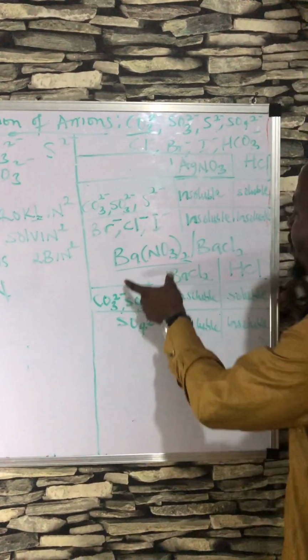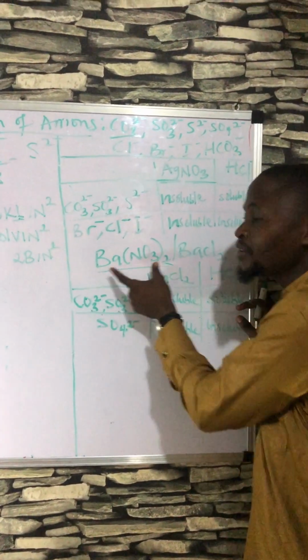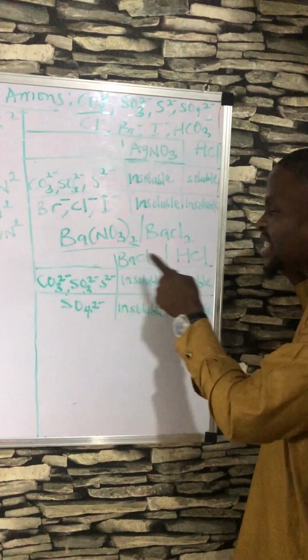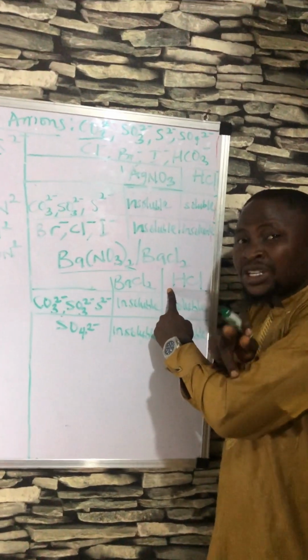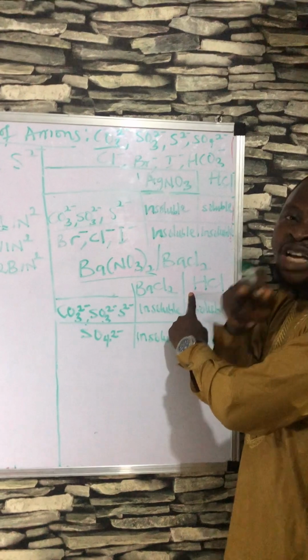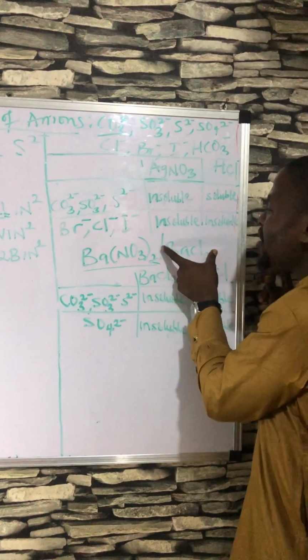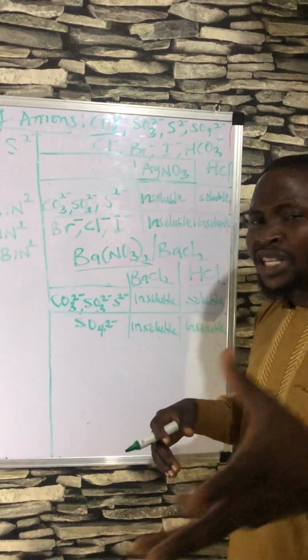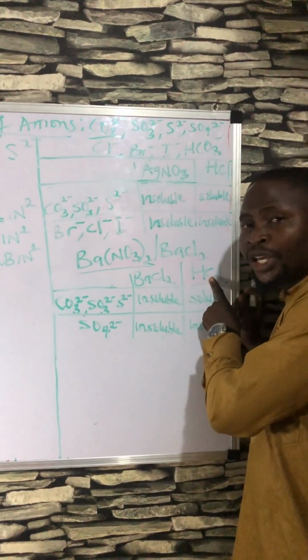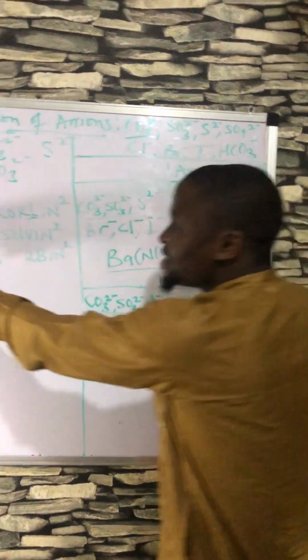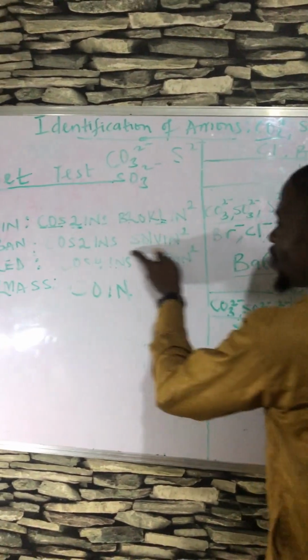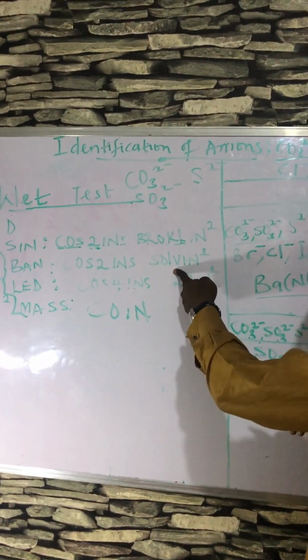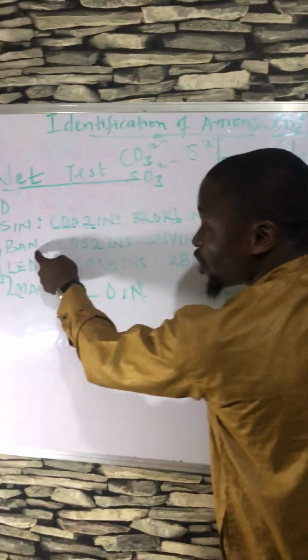Note, whenever you are using barium(II) trioxonitrate(V), the corresponding acid that you are going to use has to be trioxonitrate(V) acid. Whenever you are using barium(II) chloride, or barium chloride, the corresponding acid should be hydrochloric acid.